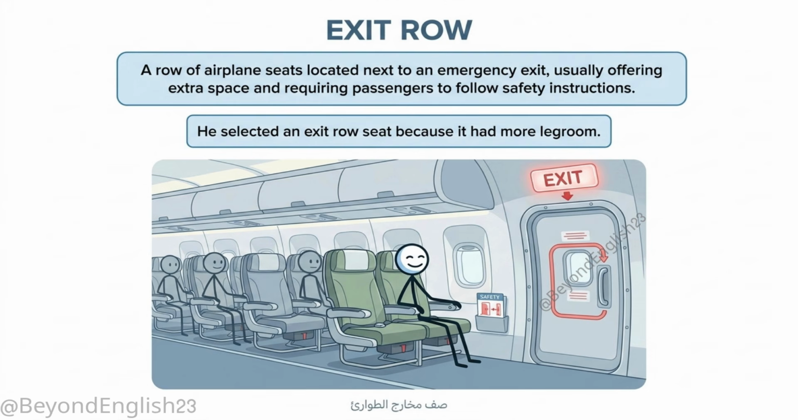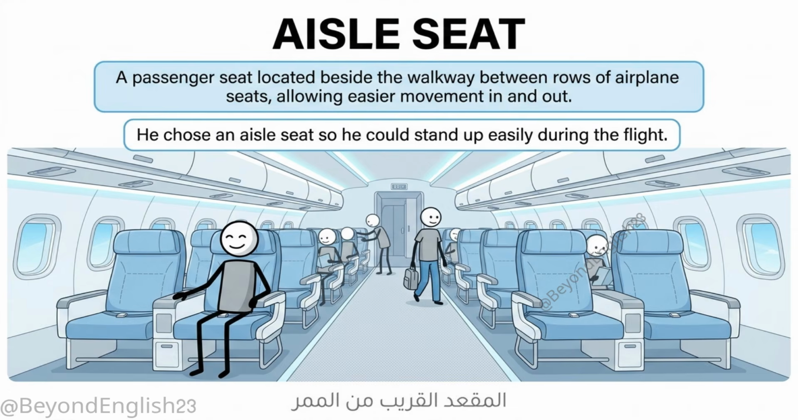15. Exit row. An exit row is a row of seats located next to an emergency exit door. Passengers sitting there may have extra legroom but must be able to help during an emergency if needed. Example: passengers in the exit row must follow the safety instructions carefully.